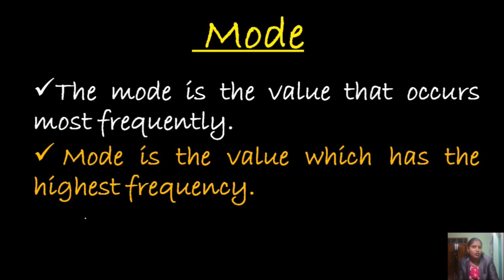In this video, I am going to explain how to calculate mode. The most repeated value is nothing but mode. So, mode is a value that occurs most frequently. Or in other words, we should say mode is the value which has the highest frequency. So, the value repeated most is nothing but mode and the modal value.